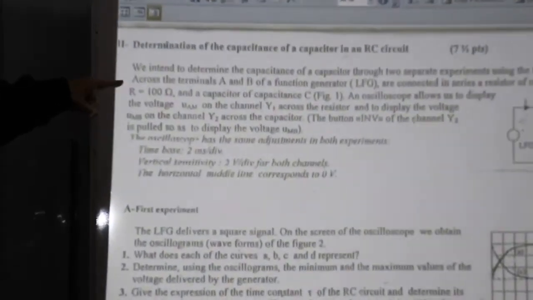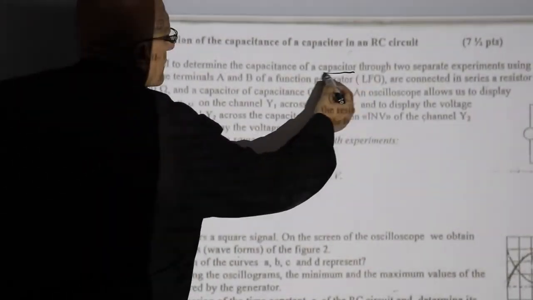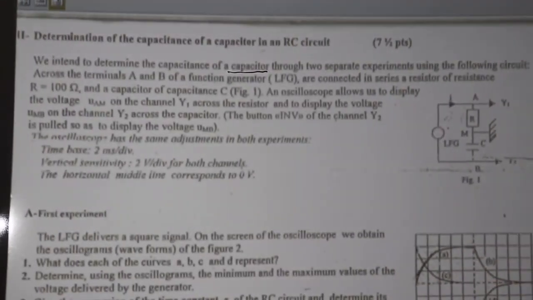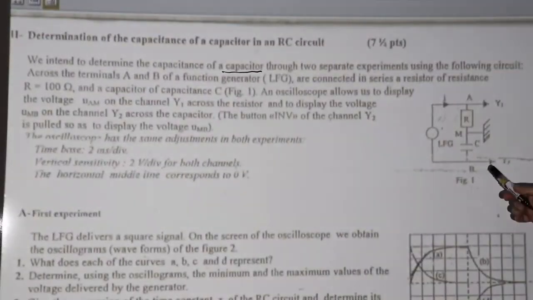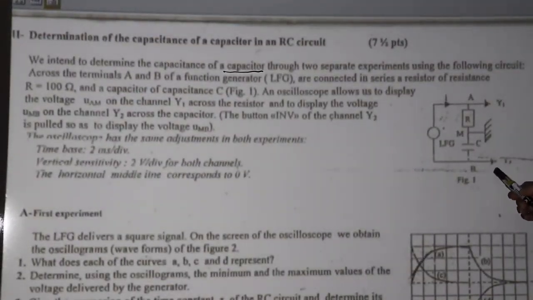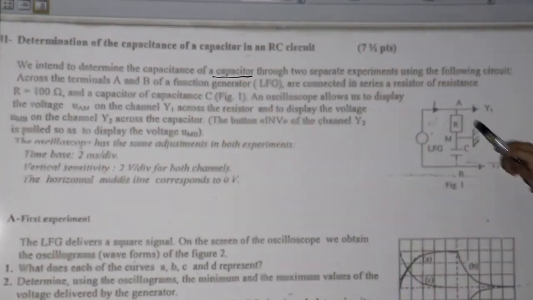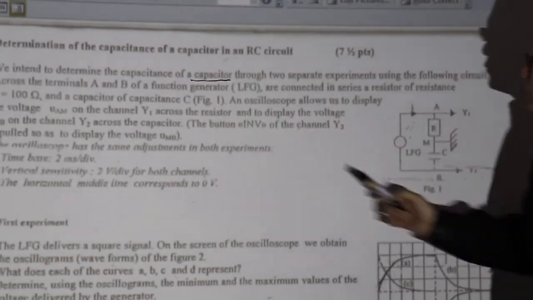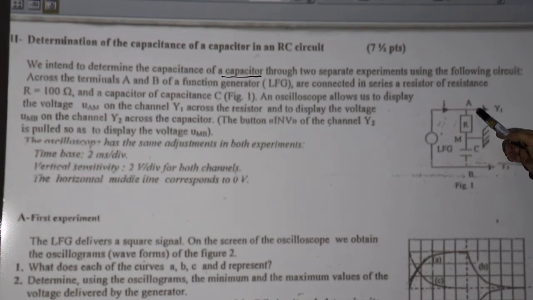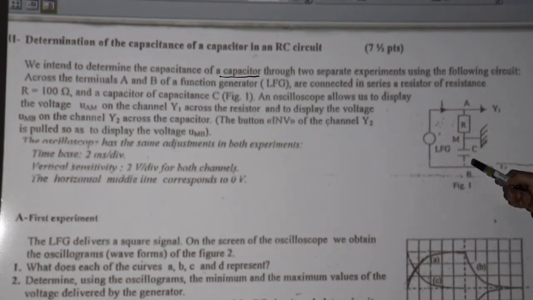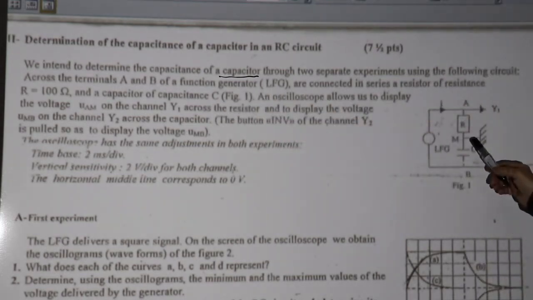We intend to determine the capacitance of a capacitor through two separate experiments using the following circuit. This is the circuit that we are going to use to solve the problem. Across the terminals A and B of a function generator, a low frequency generator, are connected in series a resistor of resistance R equal to 100 ohm and a capacitor of capacitance C.